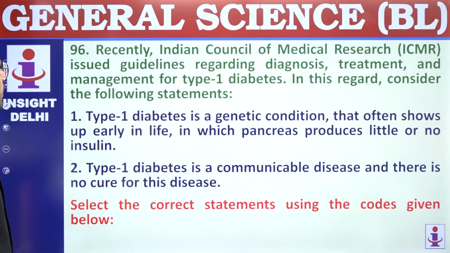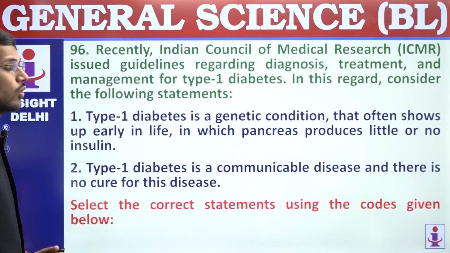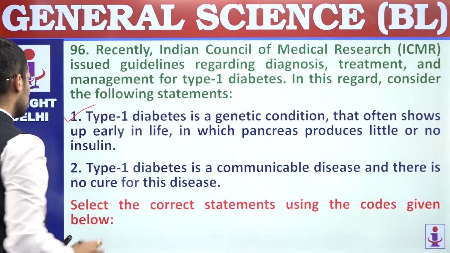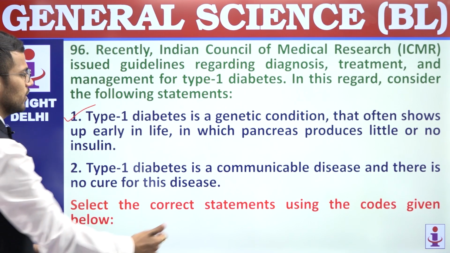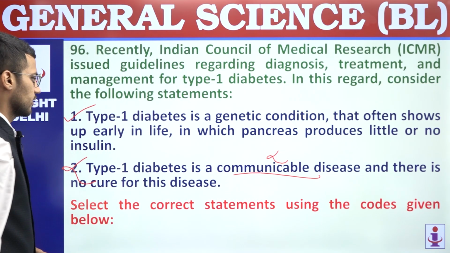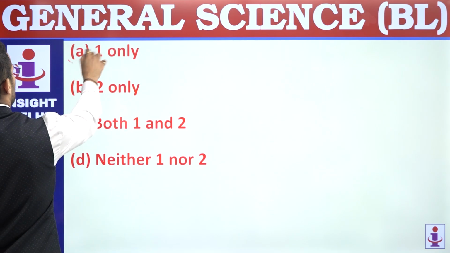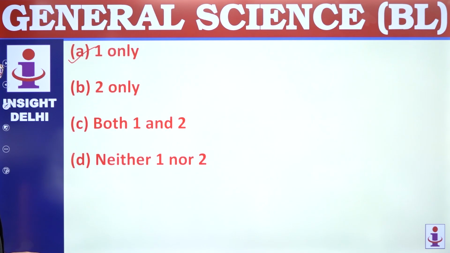96. Recently, Indian Council of Medical Research ICMR issued guidelines regarding diagnosis, treatment and management for type 1 diabetes. In this regard, consider the following statements. First, type 1 diabetes is a genetic condition that often shows up early in life in which pancreas produce little or no insulin. Correct statement. Second, type 1 diabetes is a communicable disease. It is not communicable and that's why this statement is incorrect. We are supposed to find out correct statements. Only first is correct and hence answer is A, 1 only. Question number 96, answer is A.